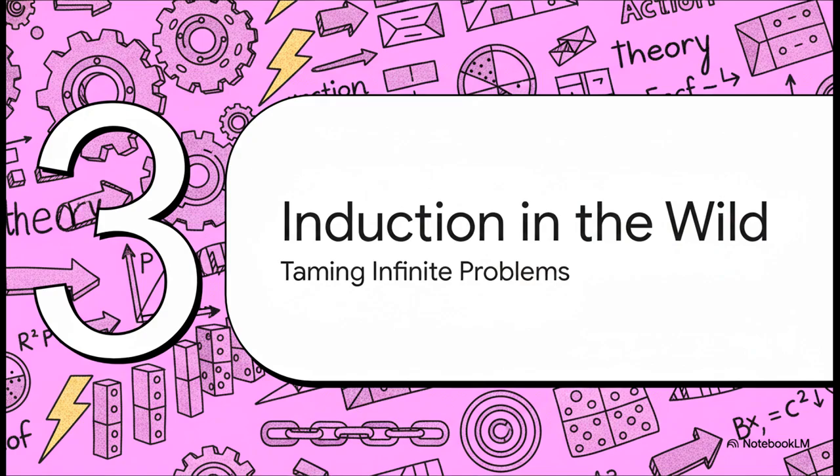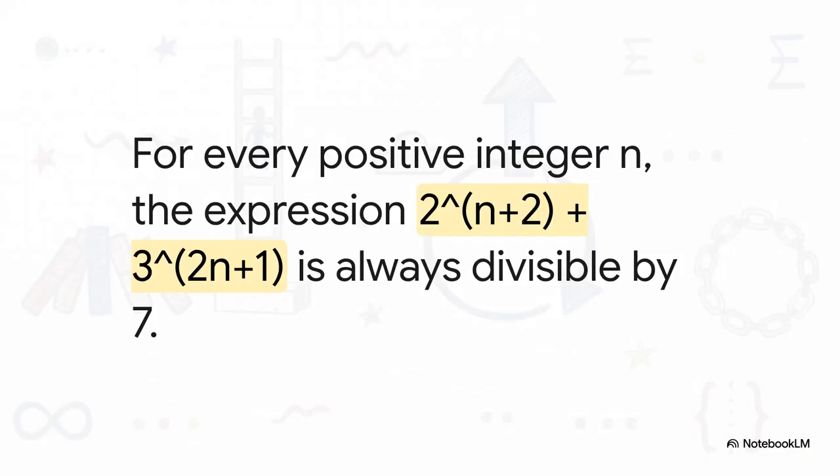Okay, enough with the theory. Let's see this elegant beast in action. We're going to walk through a proof together, using an example from some A-level source material. All right, here's our mission. We want to prove that this funky-looking expression, no matter what positive integer n you plug into it, will always be a multiple of 7.